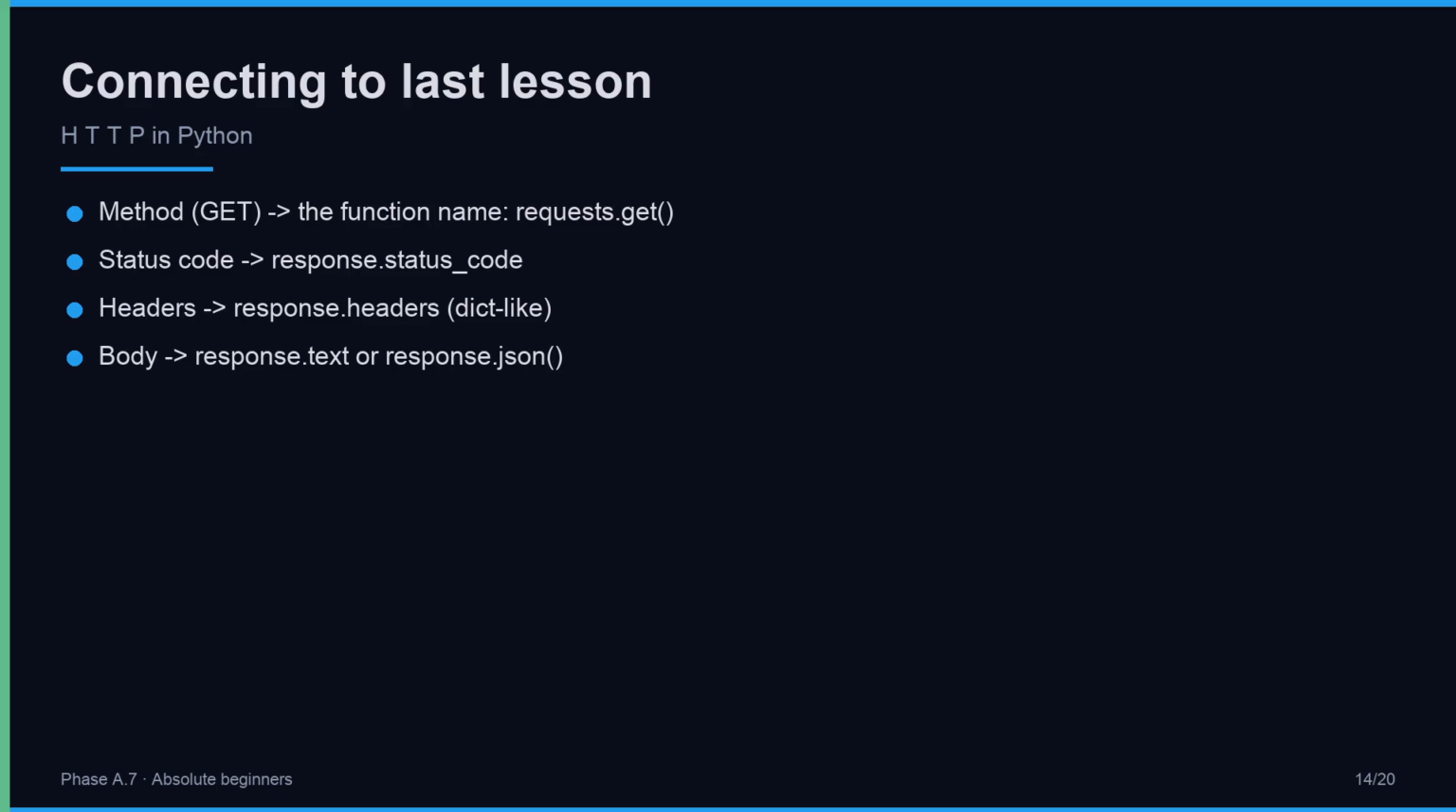The status code becomes response.status_code. The headers become response.headers, which behaves like a dictionary. The body becomes either response.text for raw text, or response.json for parsed data. Every rule from the HTTP lesson has a home in the requests library. You are not learning something new, you are seeing the same ideas wearing Python clothes.